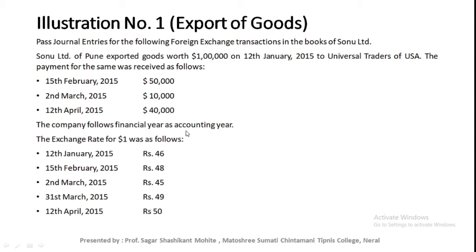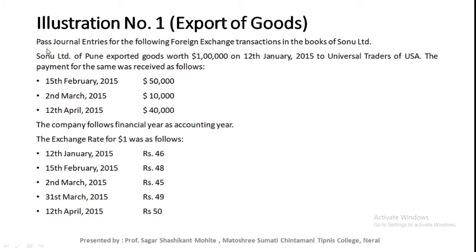The company follows the financial year as the accounting year, that means from 1st April to 31st March. We have been provided the exchange rate for $1. On the date of sale, on the date of export, the rate of exchange was 46, for the next receipt 48, then 45, on the current year end 49, and for the last payment 50. This was the problem.